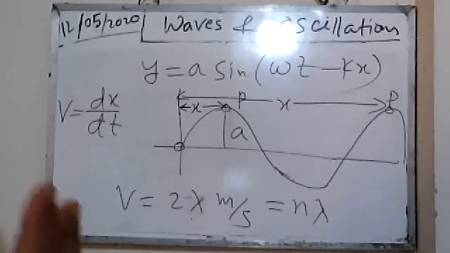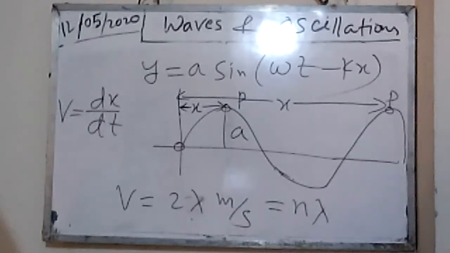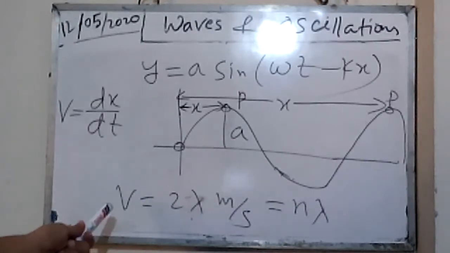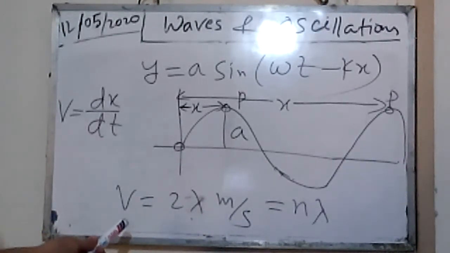So this velocity should be the wave velocity, because the crest is moving, x is changing, which means the wave is moving forward. x changing means dx by dt is the velocity. This velocity is the wave velocity, because the wave is moving and x is changing. So dx by dt is the wave velocity, or it is also called phase velocity.